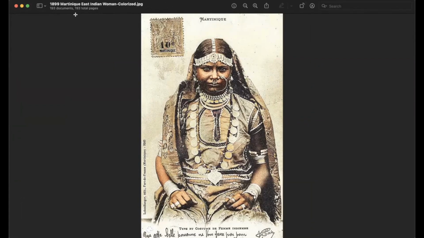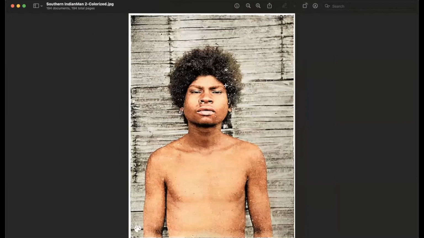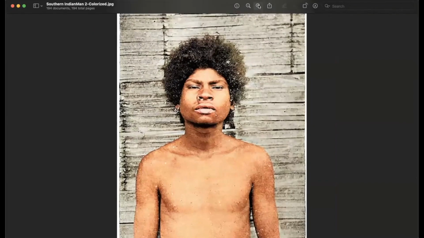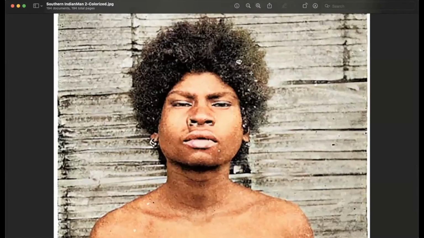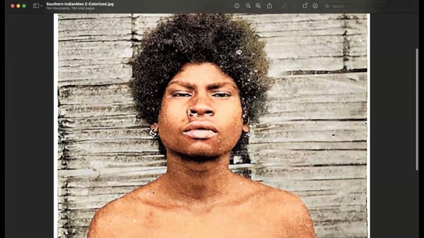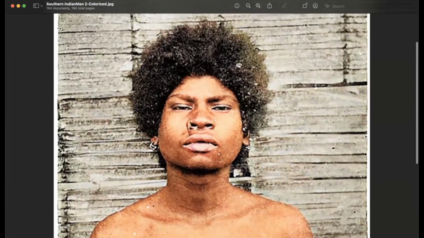Remember they said from the Indian subcontinent, Hindus, they were taking them. This is a coolie girl in Martinique. This is a coolie girl in Martinique from India. Right here we have a Southern Indian man. This is a Hindu from India, Southern India, an ancient Naga descendant. All right, take a good look. This is an Indian Hindu.